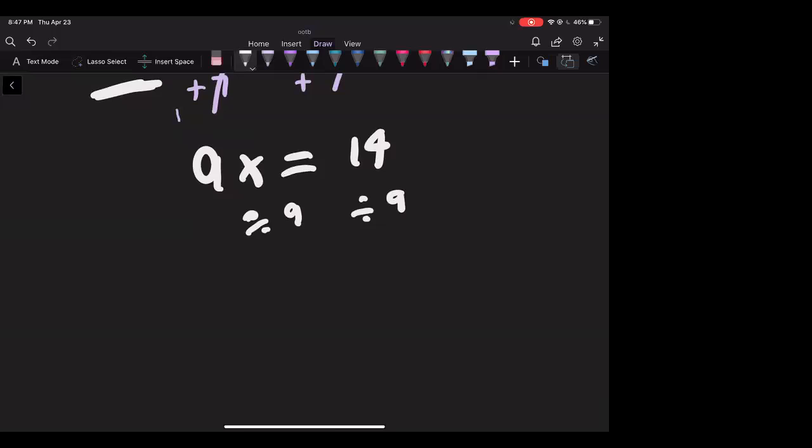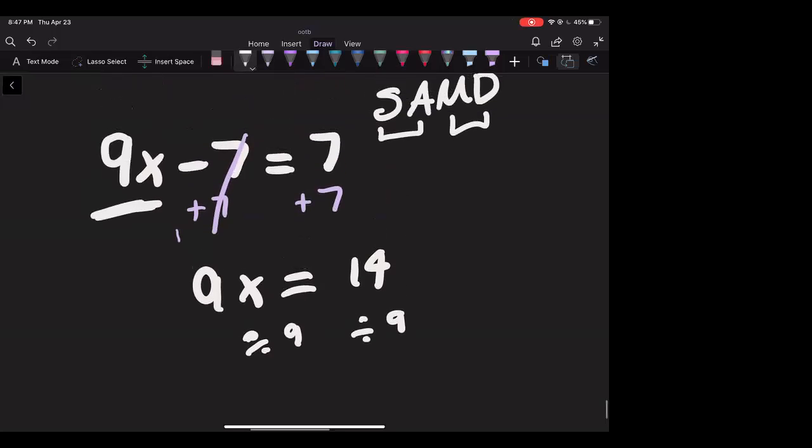It should be less than 9.5. Less? Yeah, it should be like 9.4? It should be like 2 point something. Why 2 point something? 14 divided by 9. Okay. Oh, but wait, what? I'm still very confused. Okay, so our question was 9x minus 7 is equal to 7, I think I got the answer now.